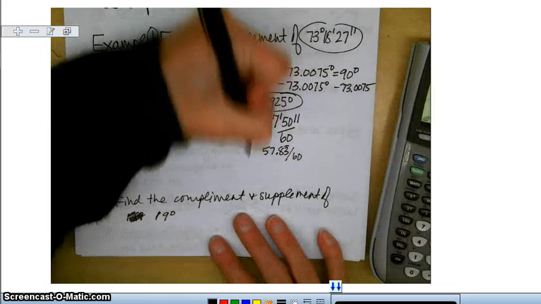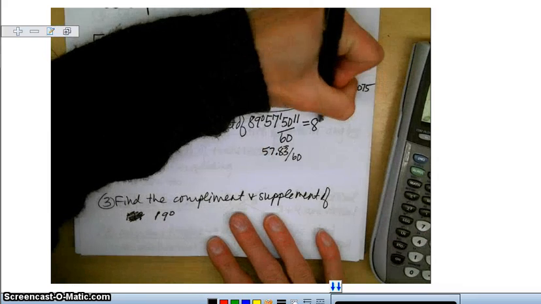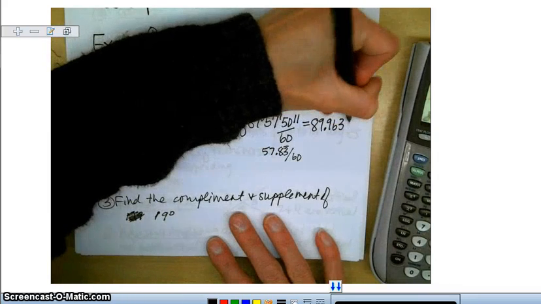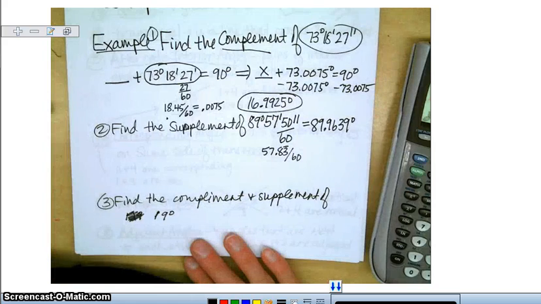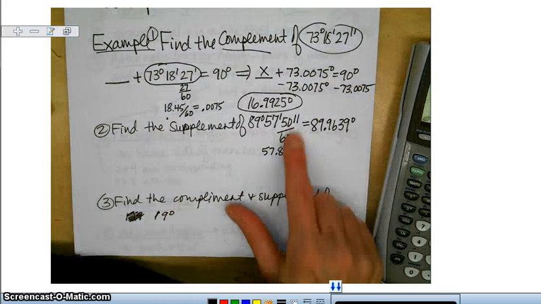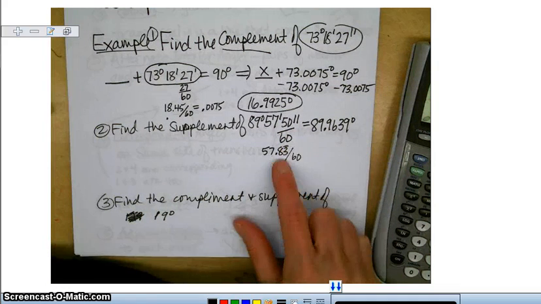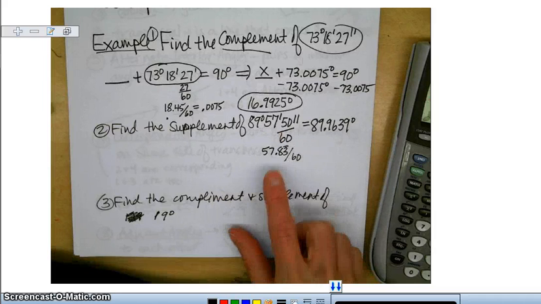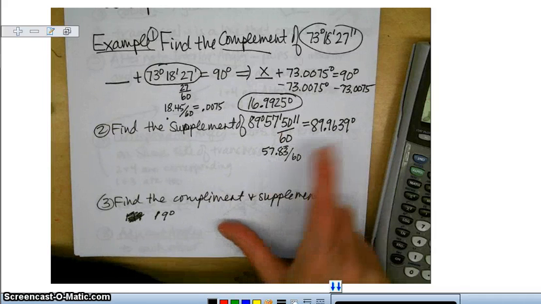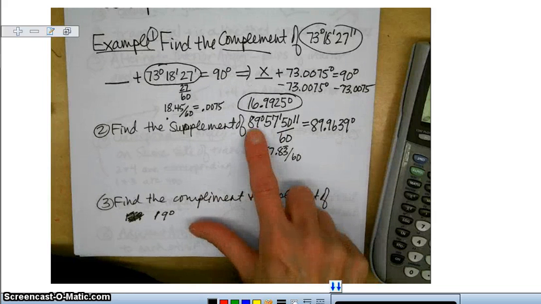And that gives me that the decimal of this is 89.9639 degrees. So I took the seconds, divided it by 60, added that decimal to the 57 minutes, divided that by 60, and then what I got there was the decimal. The degrees part stays the same.